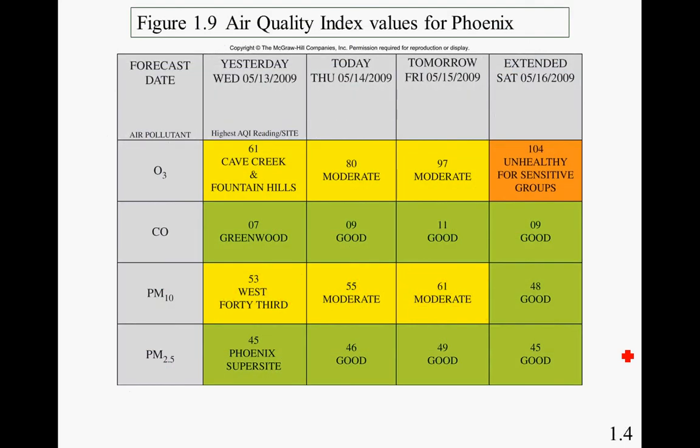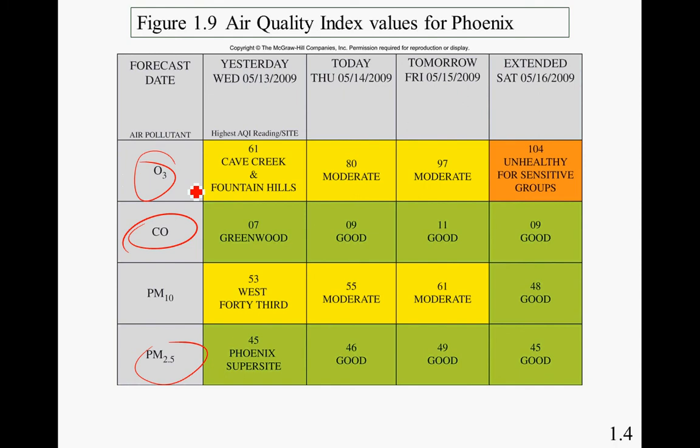This is just a snapshot of Phoenix. Notice how it's once again color coded, so we have yellow and orange and green. The green areas are good. So that means that here they did not really have a problem with carbon monoxide. They really didn't have a problem with particulate matter. But they did have a problem with ozone for a while.